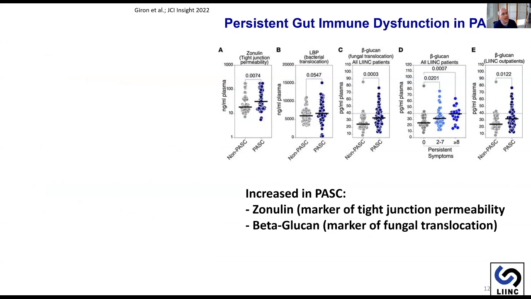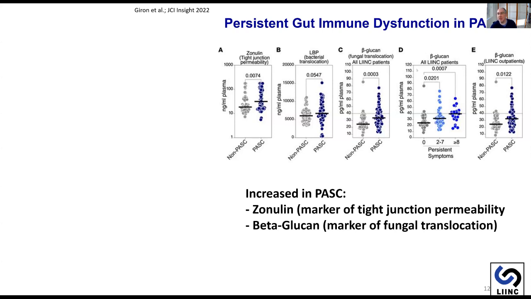Well, working with Mohammed Aldo-Mosen and Dr. Garon at the University of Pennsylvania, using samples from our cohort, we found that markers such as zonulin, which is a marker of tight junction permeability here in A, and beta-glucan, which is a marker of fungal translocation through the gut, are actually increased in people with long COVID symptoms, with PASC, in our LIFT cohort.